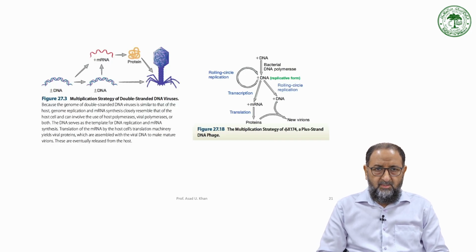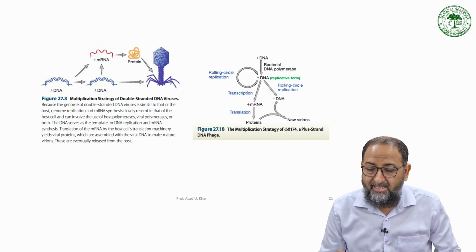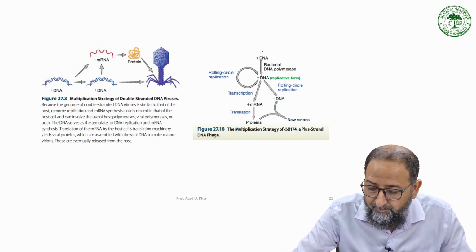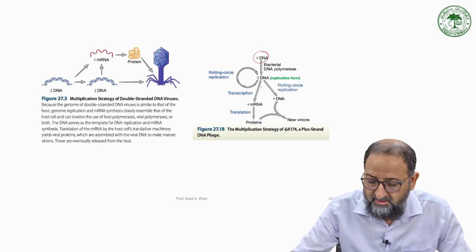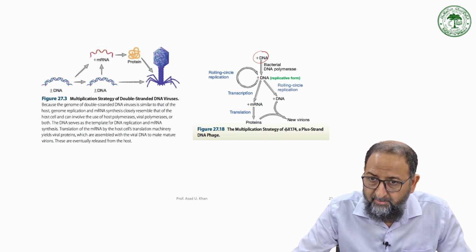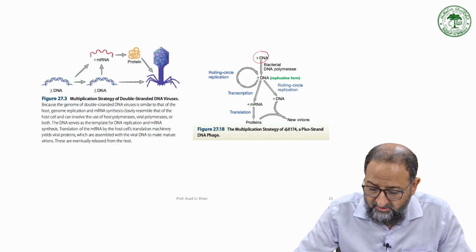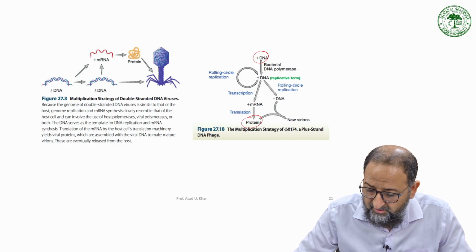Now, see, this is how the cycle takes place. This is the DNA plus DNA. This is the bacterial DNA polymerase, and then again you have a rolling ring replication that takes place with the DNA. The replicative form of the DNA comes, and then transcription takes place. Again the replication process goes on, and then mRNA synthesis takes place, the transcription, and they are translated into the protein formation. This is the new virion.